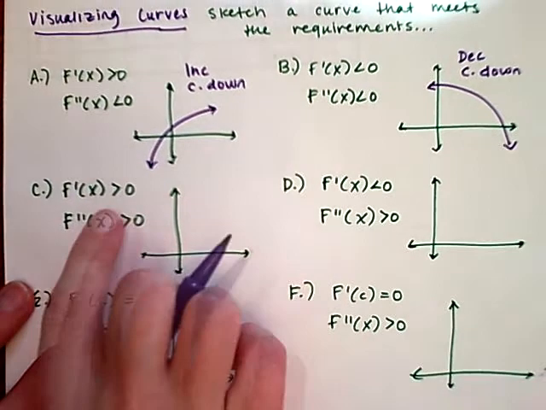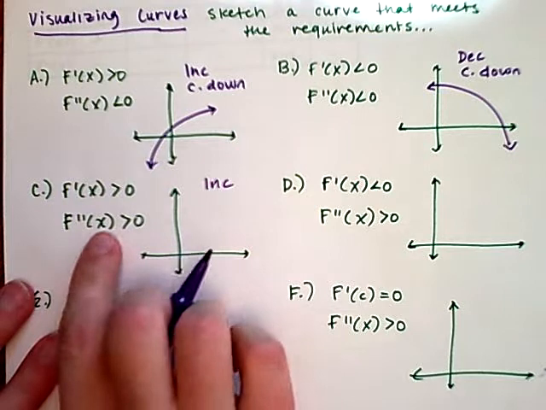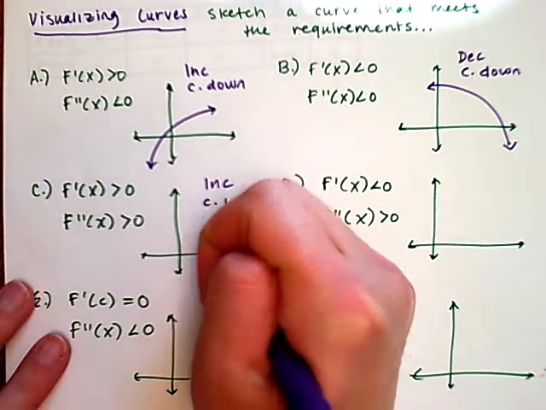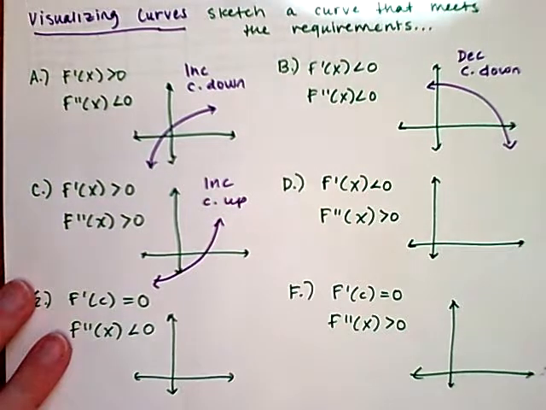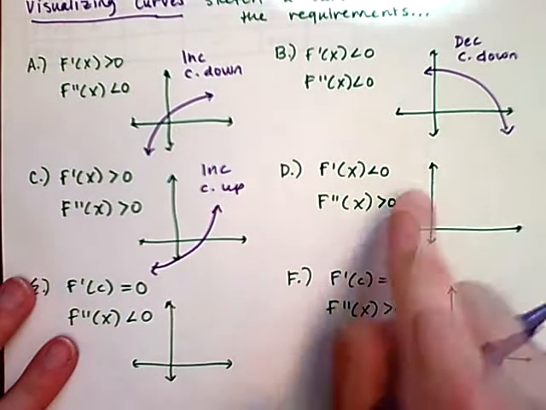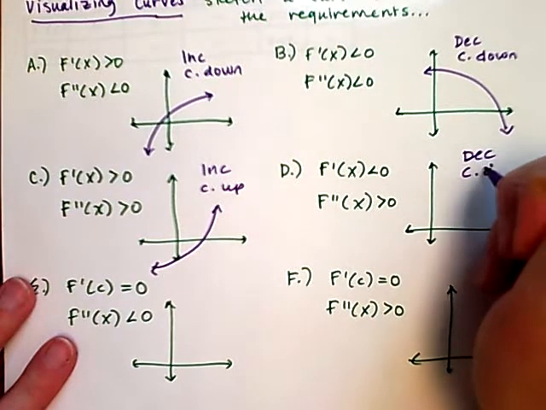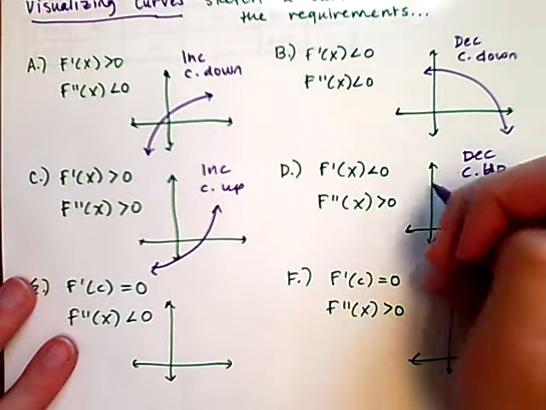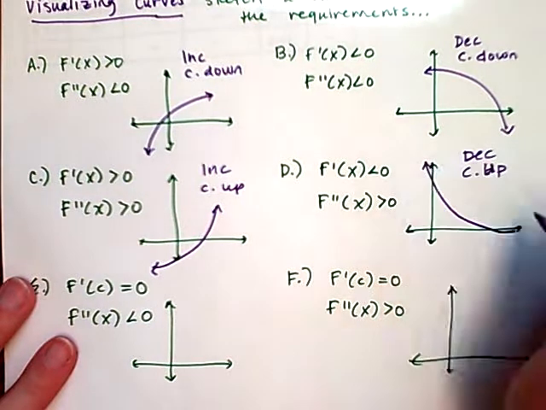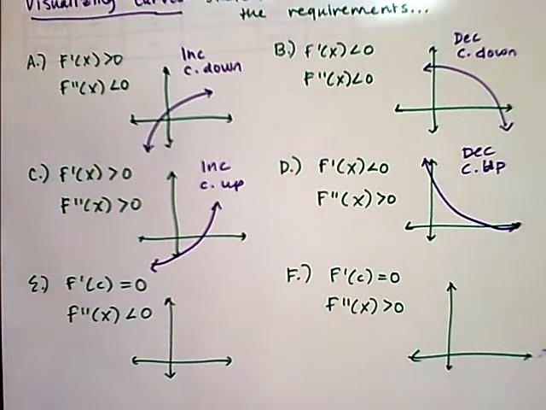Moving right along, the next one says f prime is greater than 0, so that means increasing. And now f double prime is greater than 0, so I have concave up. So we should draw something like that. And my last one is decreasing and concave up. So that should look something like that. If your graphs were not quite equivalent to these, make sure you have corrected them.